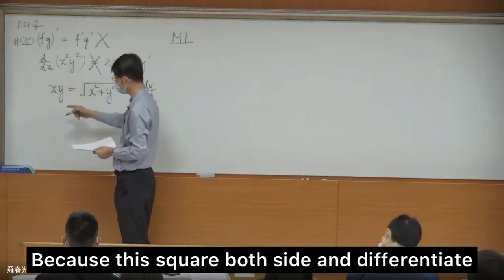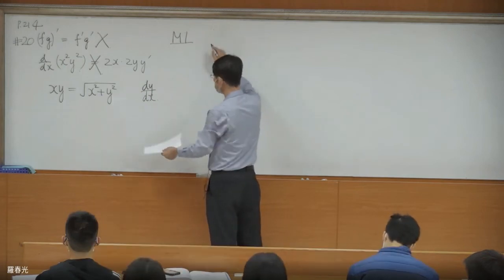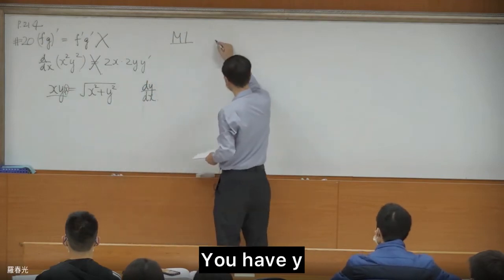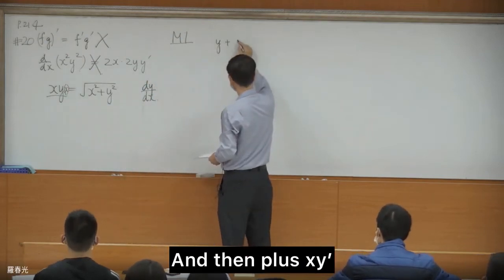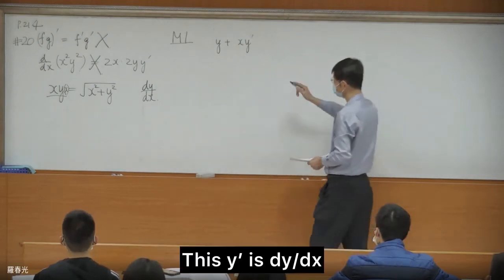So method one, you differentiate, and some students, how did they get it? Because they square both sides and differentiate. In fact, they are the same. If you differentiate the left-hand side, this is a product. Okay, so y is a function of x. Just imagine, and so you have y, and then plus x y prime. This is to differentiate the left-hand side. This y prime is dy/dx.